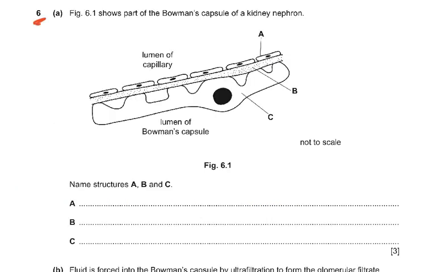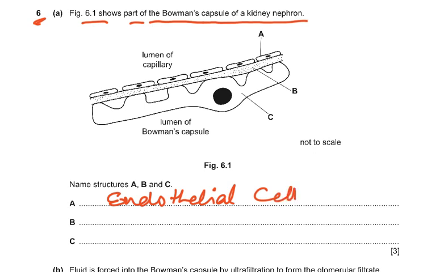Then question number 6. Figure 6.1 shows part of the Bowman's capsule of a kidney nephron, with the lumen of the capillary, A, B, C, not to scale, and the lumen of the Bowman's capsule. Name structures A, B, and C. A is the endothelial cell. I give you a lot of examples in class of the endothelial cell. So endothelial cell got you 1 mark. Then B was the basement membrane. Very favorite question. They keep on asking you this again and again.